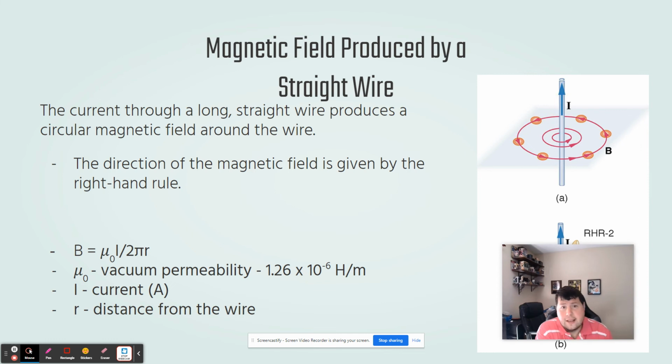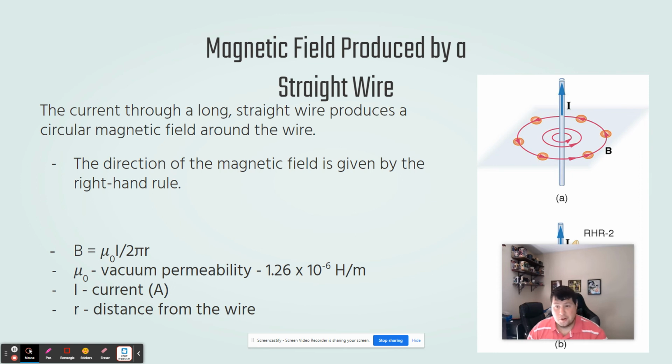This first one here is the magnetic field produced by a straight wire. Current through a wire always produces a magnetic field, and for a wire, it is circular. It actually goes around the wire. You can kind of see that up here in this diagram. That field goes in a circle. And as you get further away, of course, you would imagine the magnetic field would be weaker. If you go to the smaller circles, it is going to be stronger.